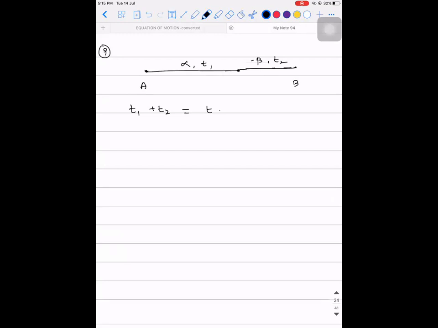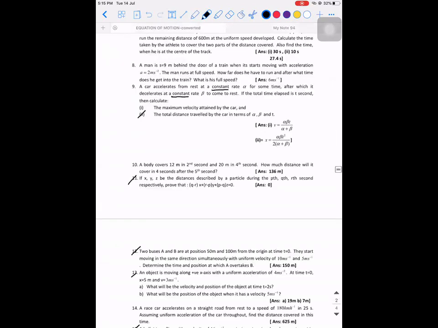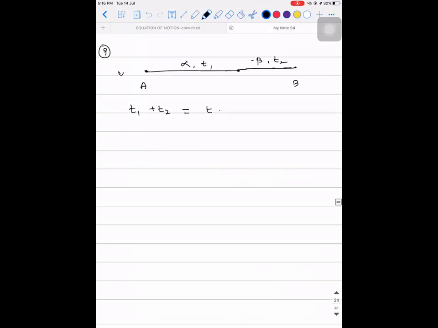Now the question is, what is the other point they have given? A car accelerates from rest. So the initial velocity that we have in our hand is 0. Let's say the velocity here is v. After this, what is happening? From A to point C, is the velocity increasing or decreasing? Increasing. From C to B, is the velocity increasing or decreasing? Decreasing, right? So where will the maximum velocity be attained? At point C.